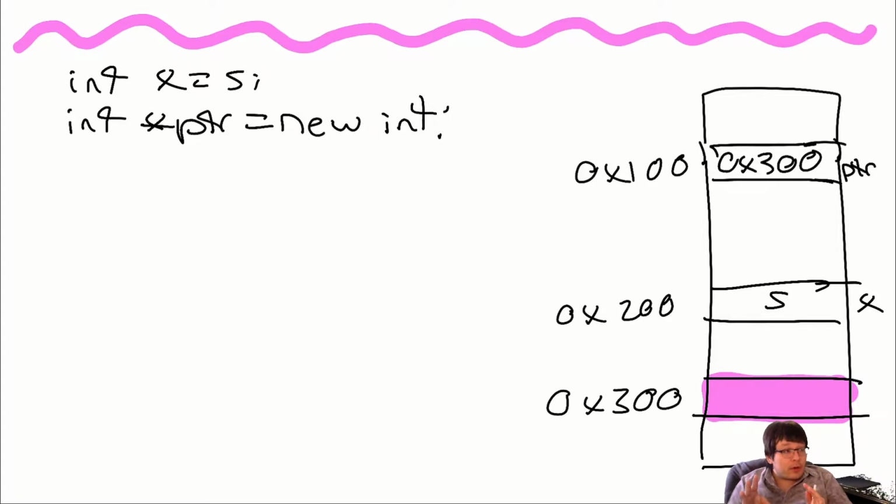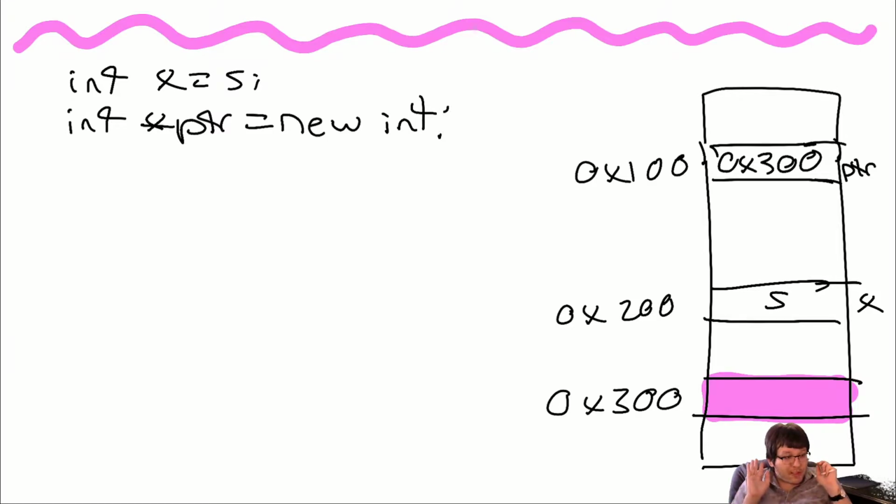X lives somewhere, okay? And so does PTR. However, PTR can hold addresses instead of just regular integers, right? So PTR lives at address 100, but the contents of it is 300, which happen to stand for address 300, okay? So the only dynamically allocated memory in this program so far is address 300, okay?